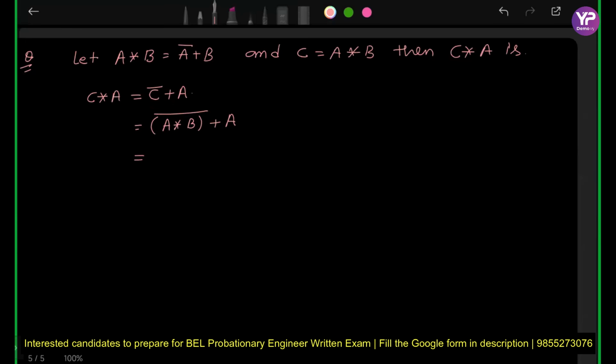Okay, then A star B is going to be how much? I have to put that value. That will be A bar plus B, then complete complement, then A. Everyone understood what I did or not? Tell me, I will repeat that thing again.